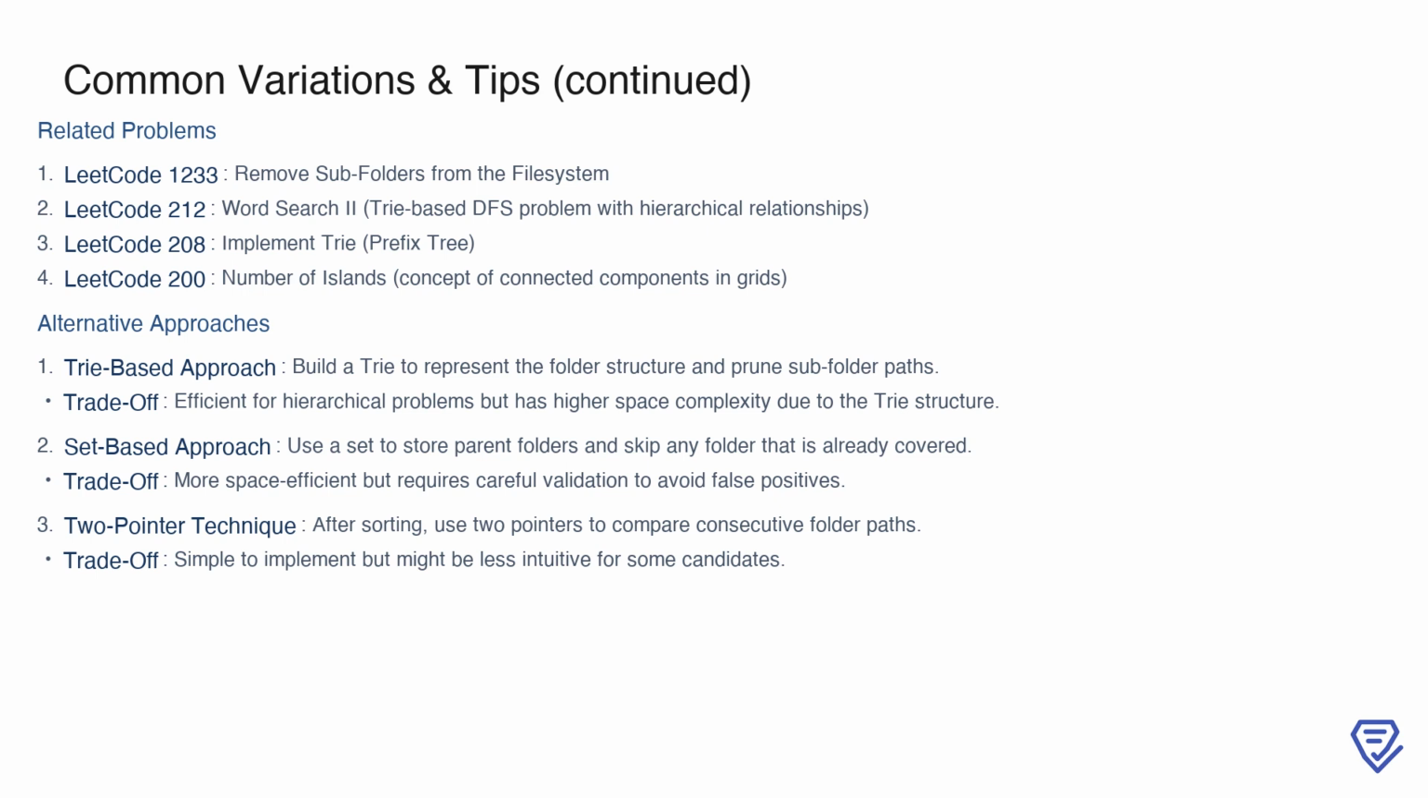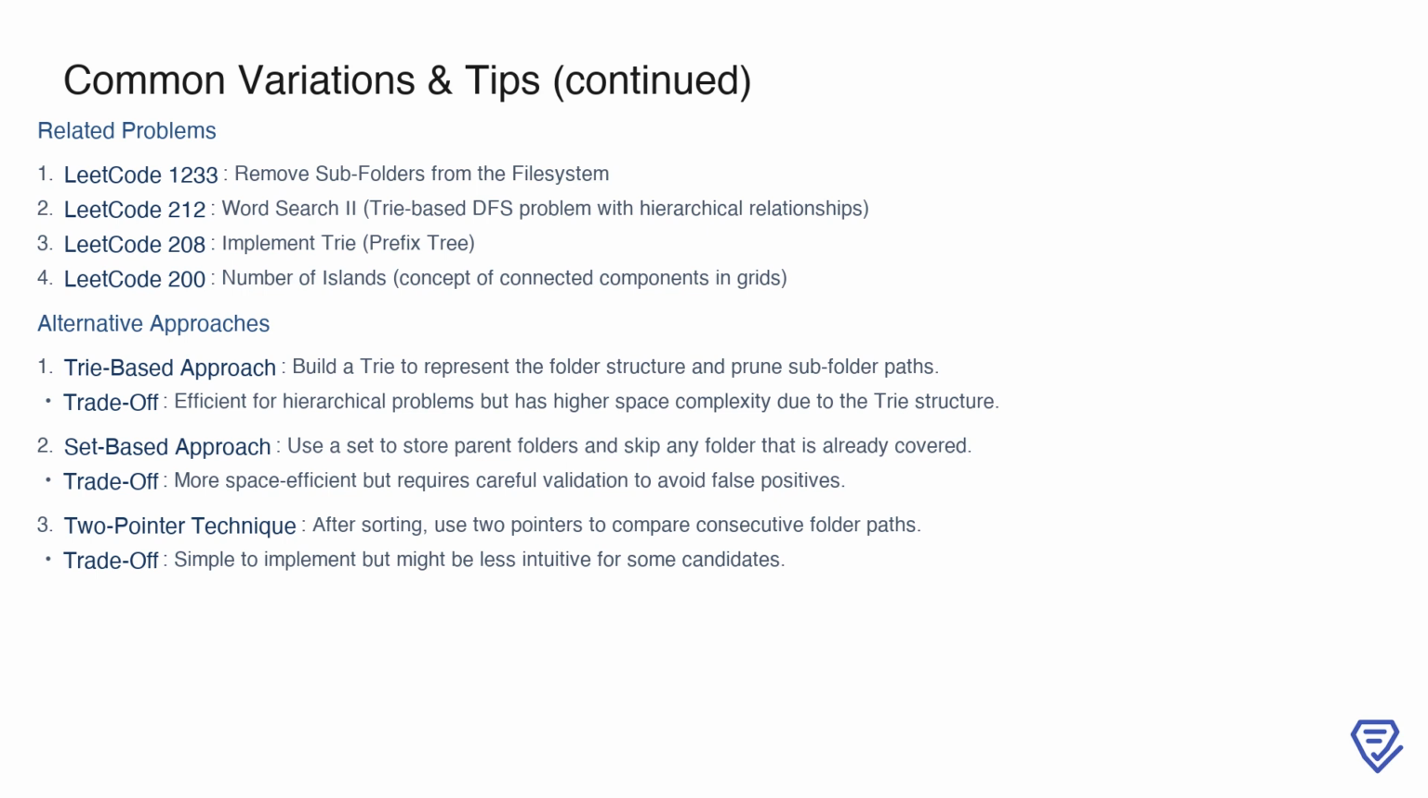Now, considering alternative approaches, a tree-based solution can effectively represent the folder hierarchy and prune subfolder paths. This method is efficient for hierarchical problems but comes with higher space complexity due to the tree's structure. A simpler alternative is the set-based approach, where you store parent folders and skip any folder that is already covered. While this is more space efficient, it requires careful validation to avoid false positives.